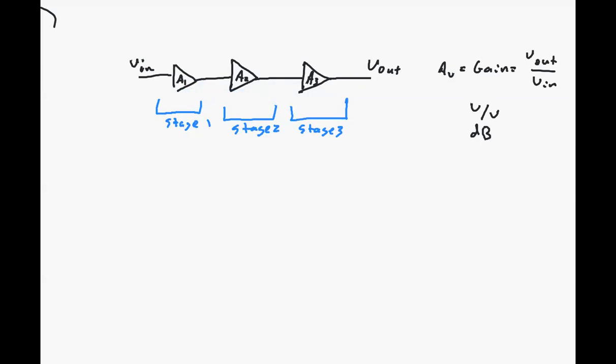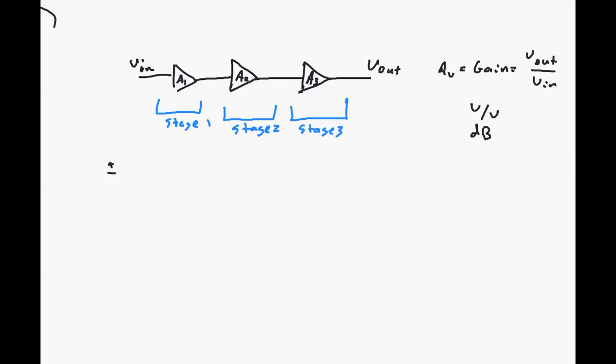And remember gain. In this case, if it's a voltage amplifier, then we're talking about voltage gain. It is V out over V in, and it can be in volts per volt or it can be in dB. There's good reasons in situations to use either one. So this whole system might really look something like this.